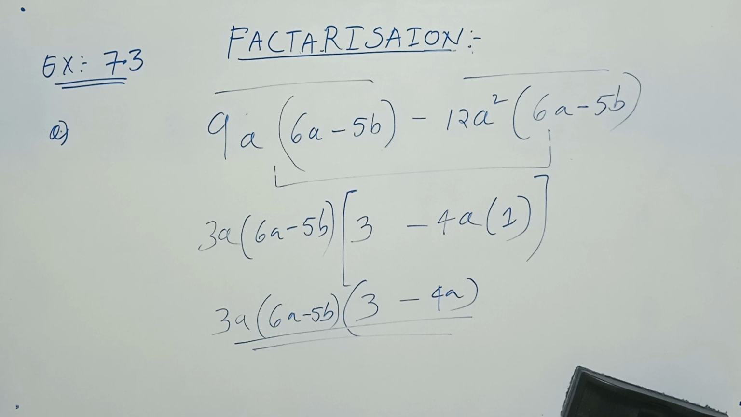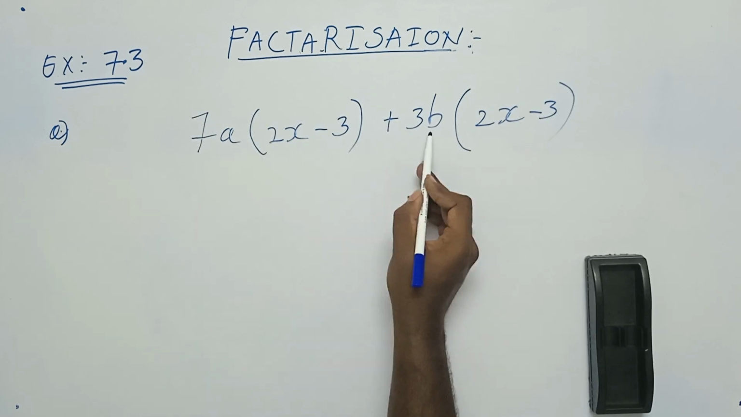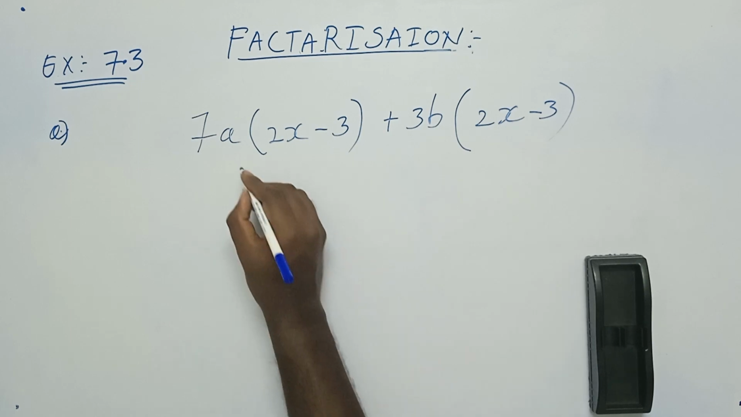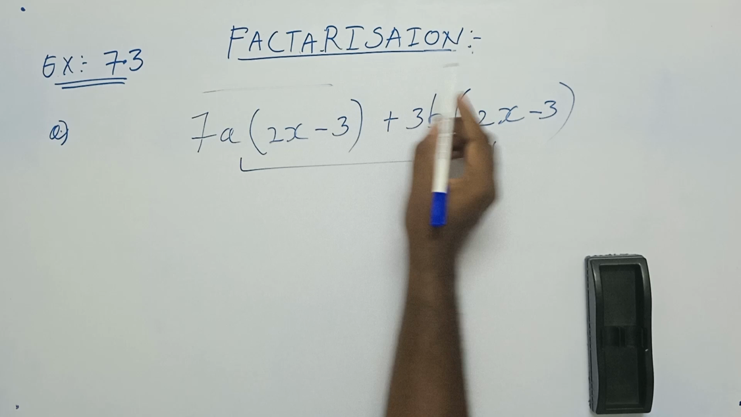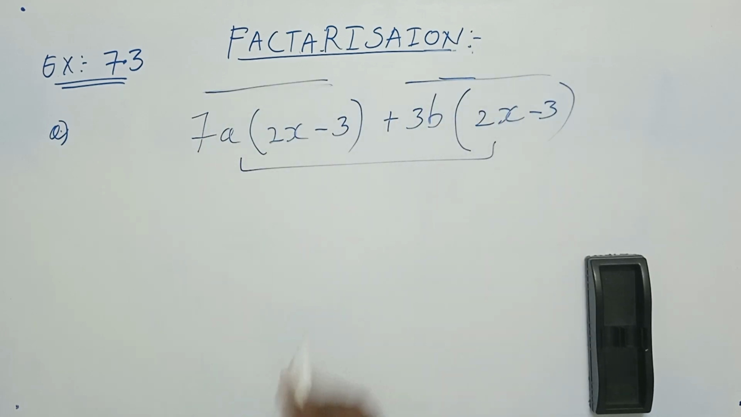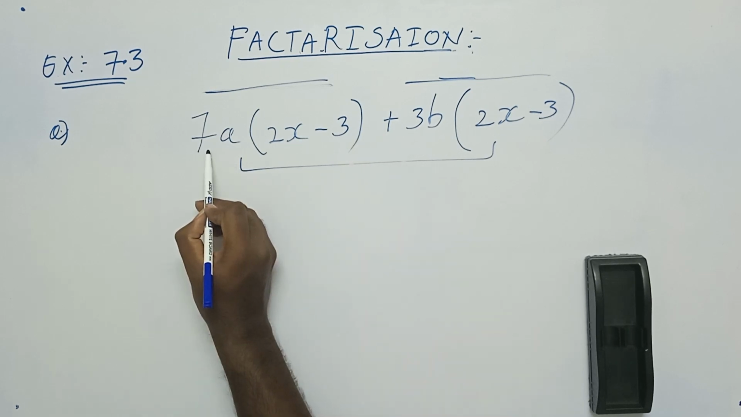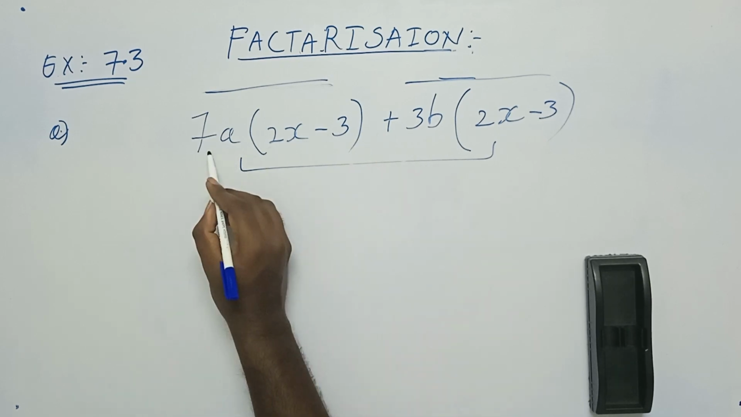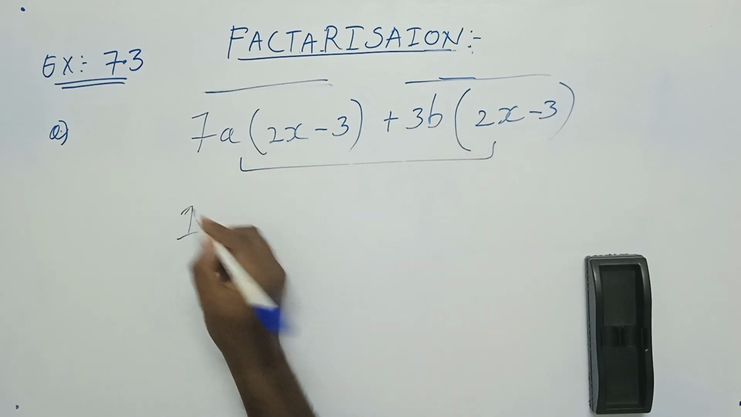So our next problem is 7a(2x − 3) + 3b(2x − 3). Now we are going to find the factors of this expression. First of all, we have to determine the terms. So this is one term, this is another term, right? We need to compare these two terms by their HCF. First of all, we take 7a and 3b. What is the HCF of 7a and 3b? There is no common factor, so 1 is the HCF.